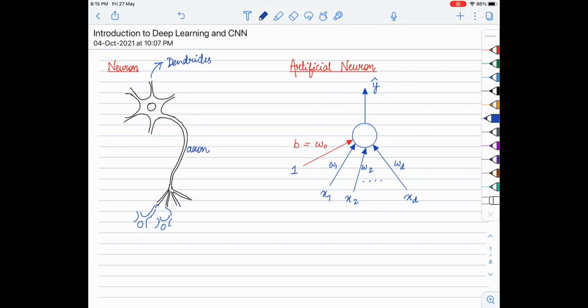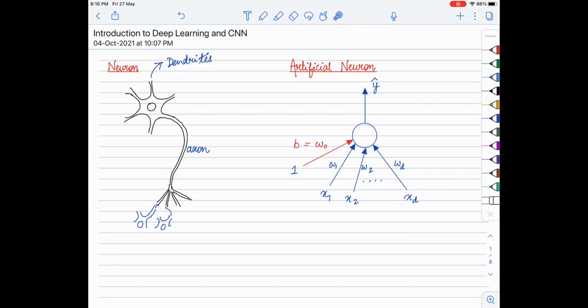It receives certain information through its dendrites. Similarly, this neuron also receives certain information: x1, x2, x3 up till xd. It does some computation here and spits out something, just like this neuron does some computation and spits out information through its axon. Similarly, this neuron also receives certain information, does some computation, and spits out something.